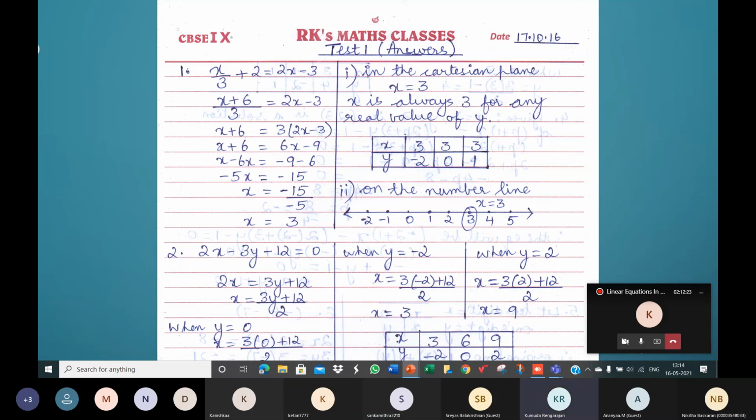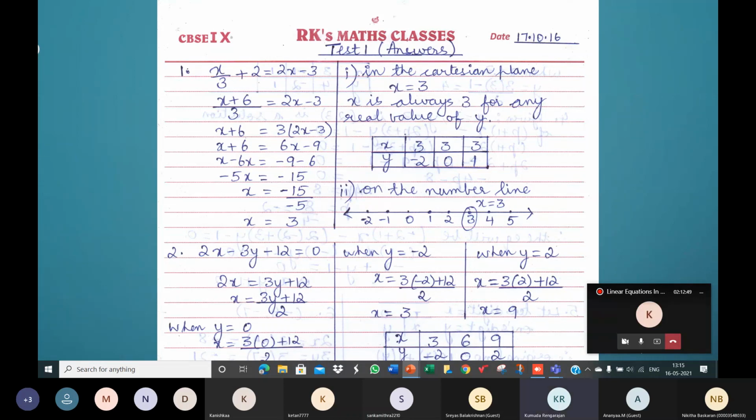How do you show y there? x plus what? How do you show y? x plus y is equal to 3. 0 into y, man. Yeah, x plus 0y is equal to 3.